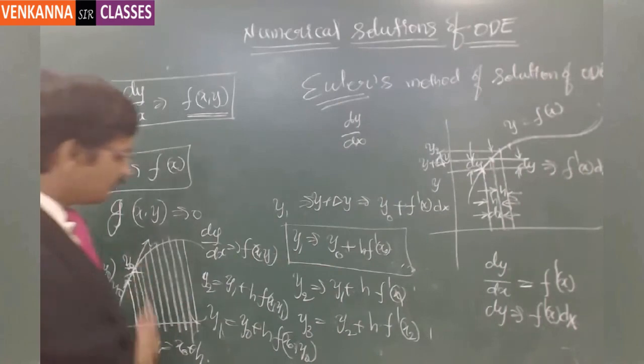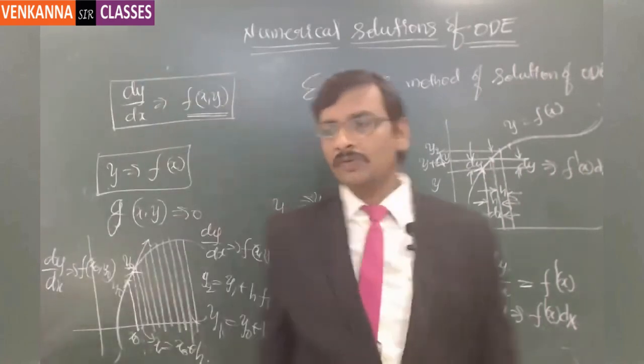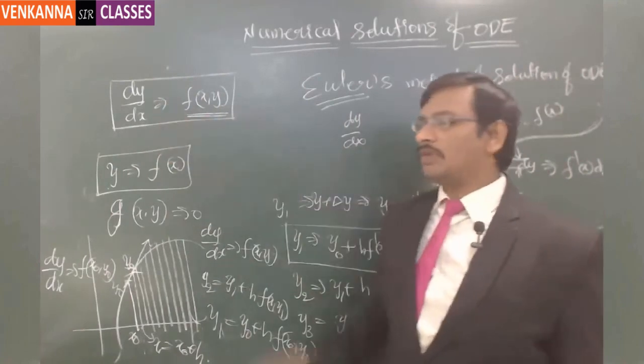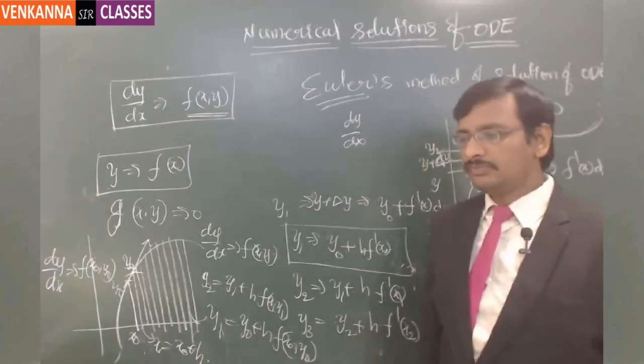Got it? So this method is called Euler's method of solving the ordinary differential equation of the form dy by dx is equal to f of x, y. Got it? Understood?